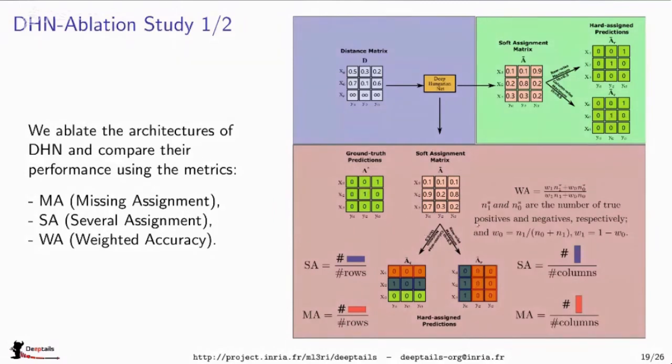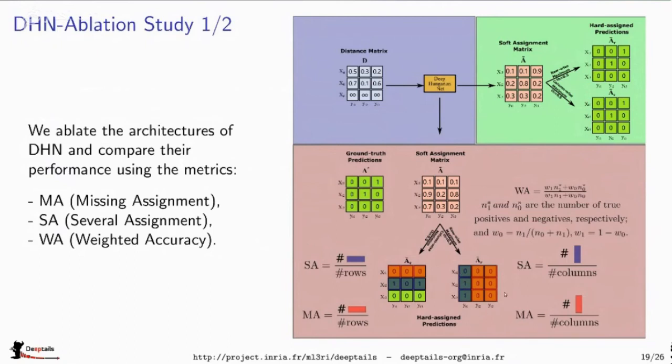Like the example here, if we do row-wise maximum hard assignment, we can see in the output matrix, if we look at it in a column-wise manner, this blue column has more than one assignment. So we count it as a several assign, SA. So we count how many columns here have multiple assignments.